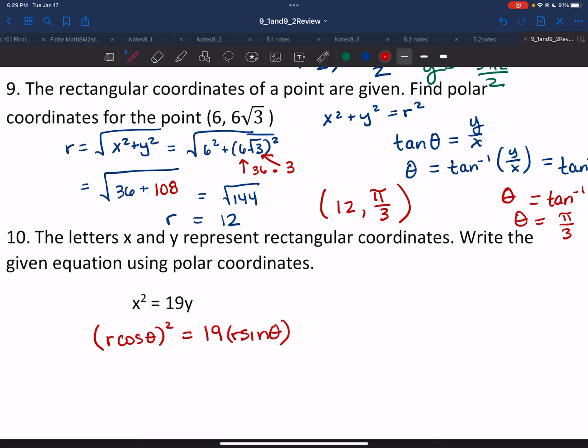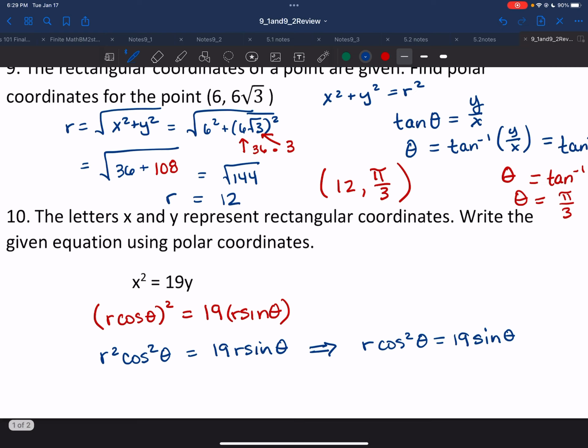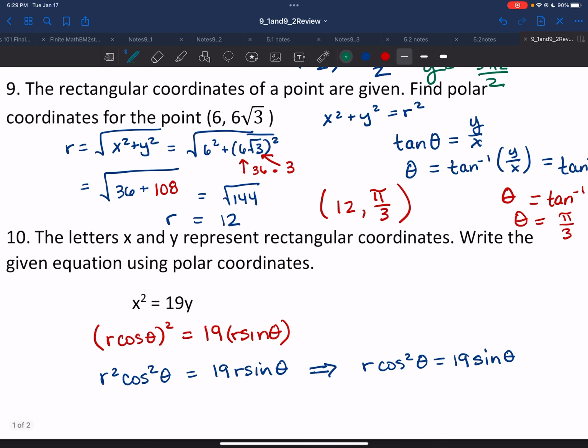I could also write it, I'm going to put this in a different color. I could do R squared cosine squared theta is equal to 19R sine theta. That's correct. Or you could also put it in the format of, if I got rid of an R from both sides, that would be R cosine squared theta equals 19 sine theta, right? I don't know what benefit you'll get by taking out an R, but it works, right?